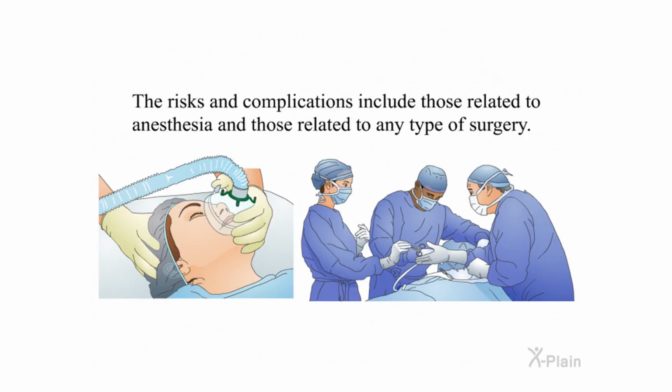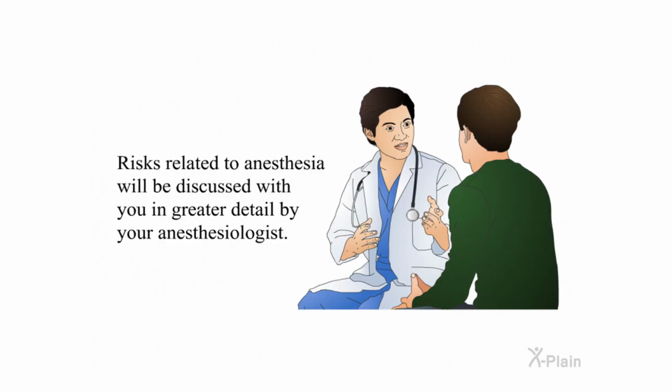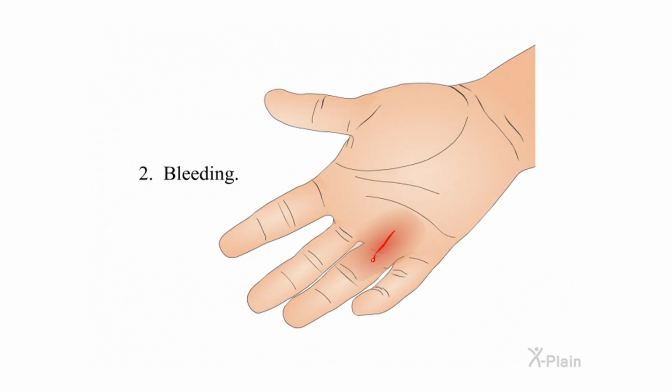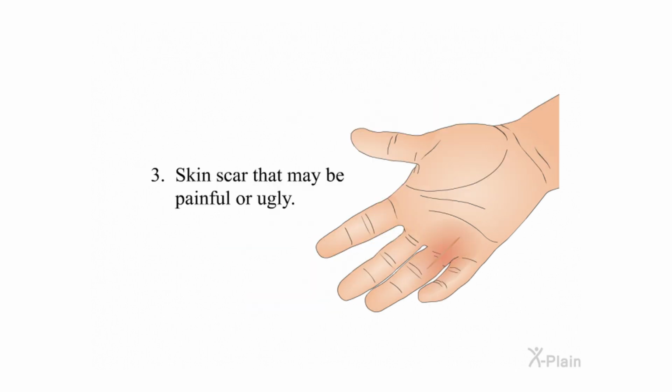The risks and complications include those related to anesthesia and those related to any type of surgery. Risks related to anesthesia will be discussed with you in greater detail by your anesthesiologist. Some of the risks are seen in any type of surgery. These include 1. Infection, deep in the hand or at the skin level. 2. Bleeding. 3. Skin scar that may be painful or ugly.